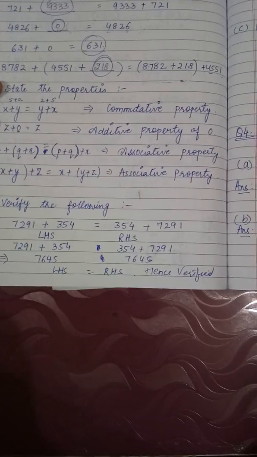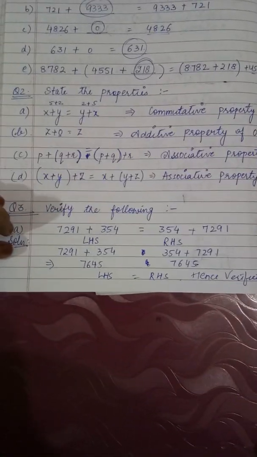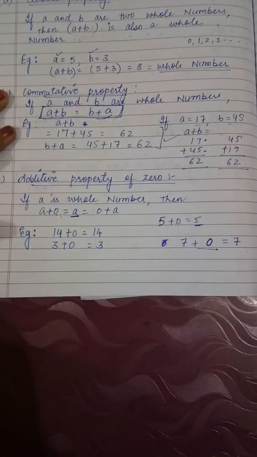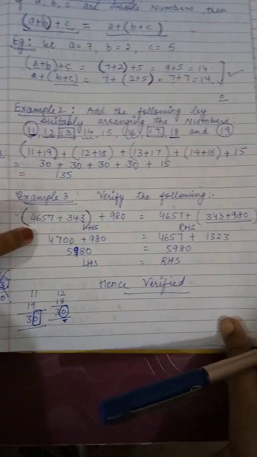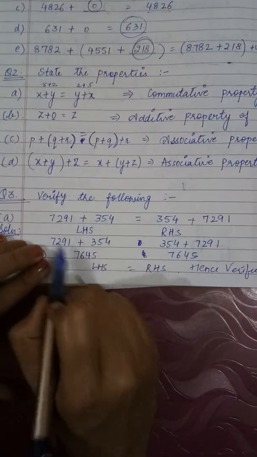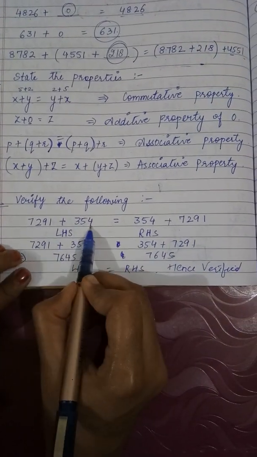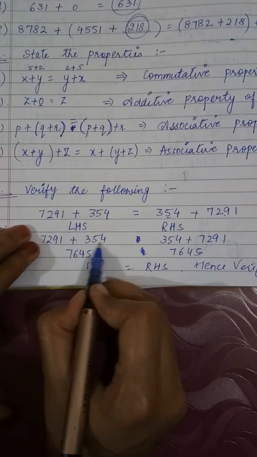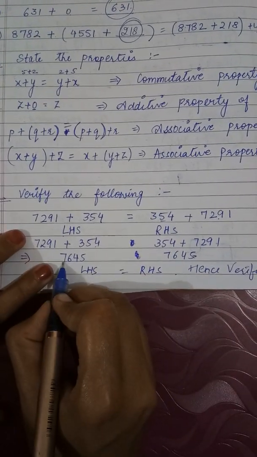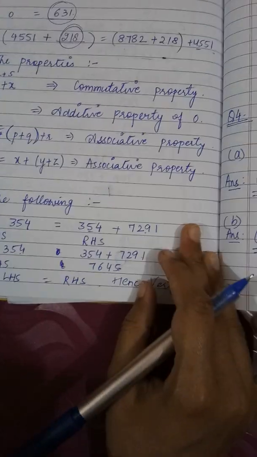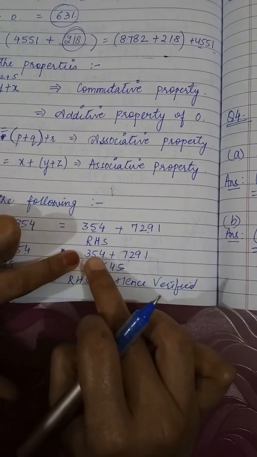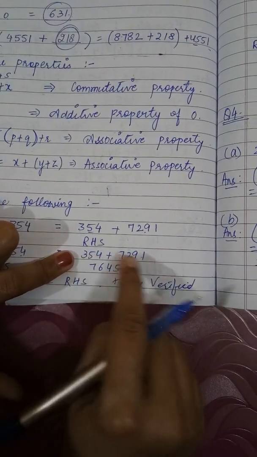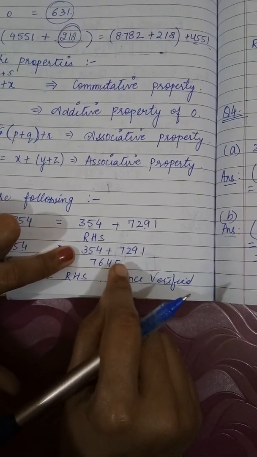Now let's move to the third question. In the third question, it is the same as example 3 we have done. You have to verify it, right? Now question 3 A part, you have to verify it. This is the left hand side and this is the right hand side. Now in the left hand side, this is given to you. When you add it, you will get 7645. Similarly in the right side, what is given? 354 plus 7291. When you add it, you will get 7645.